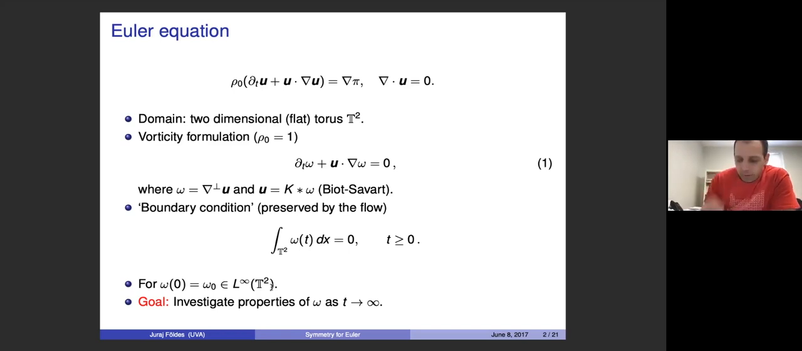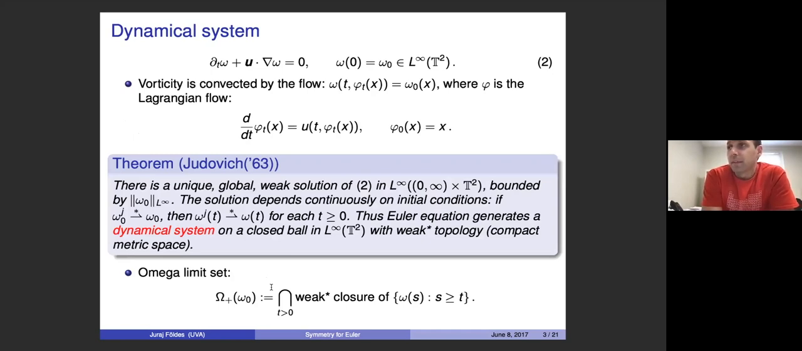Right. So first of all, let's look at the basic theorem, to see if we can even say what the solution is. That's a classical theorem proved by Yudovich in 1963, which tells us that there exists a unique global weak solution, meaning a solution in L infinity in space and time. This solution is bounded by the initial condition. And the solution depends continuously on the initial condition in a weak topology, meaning that if the initial condition converges weak star to omega naught, then for every fixed time we also have weak star convergence of solutions.